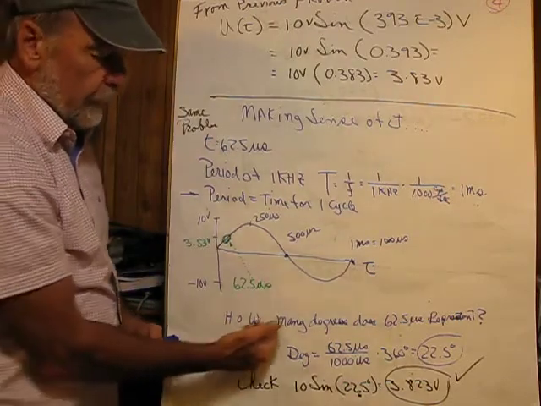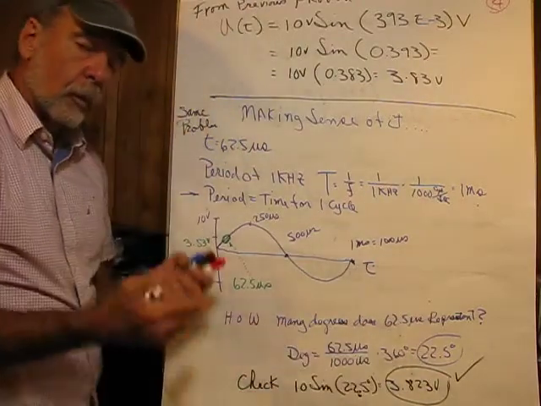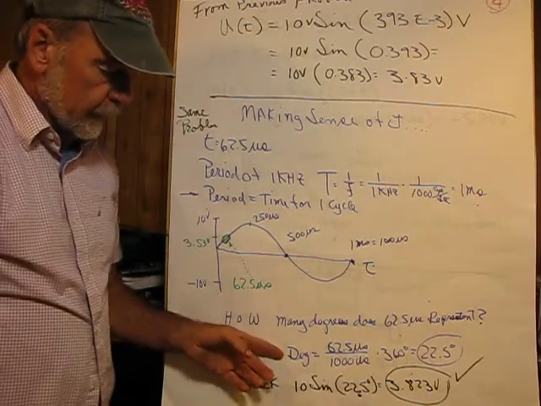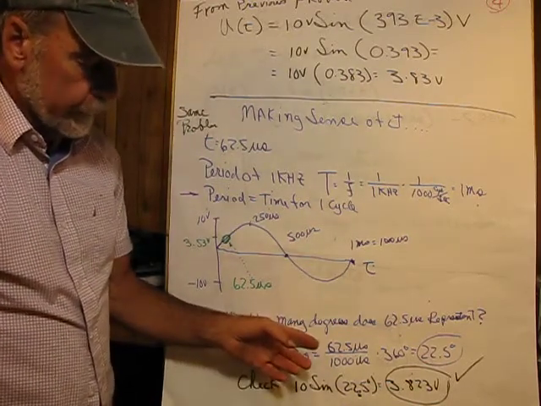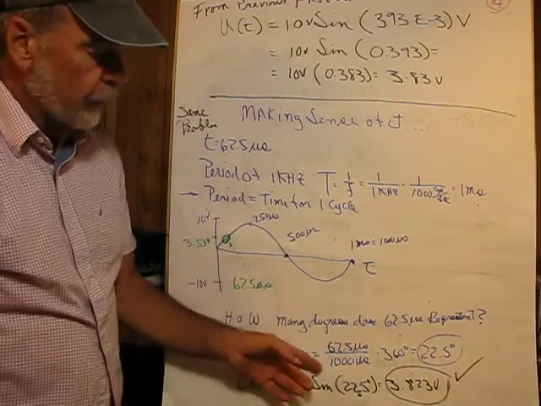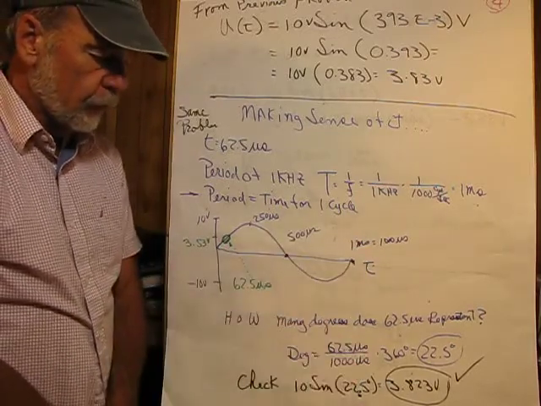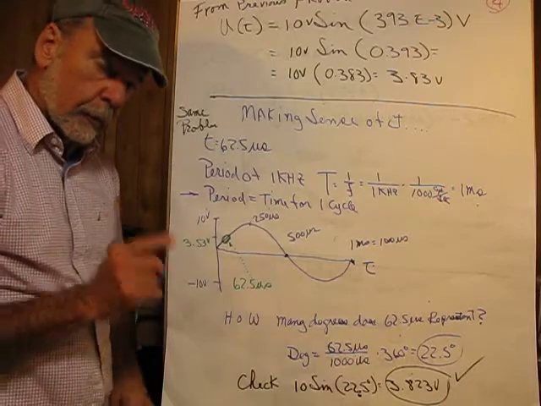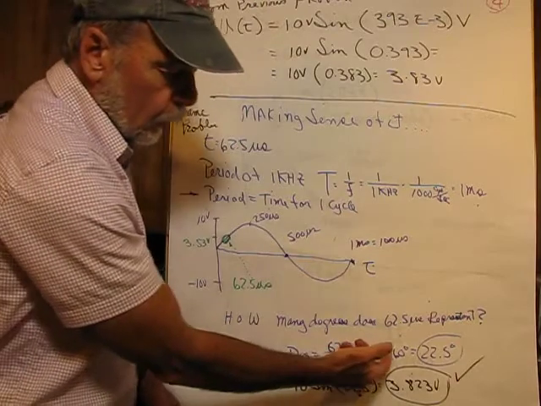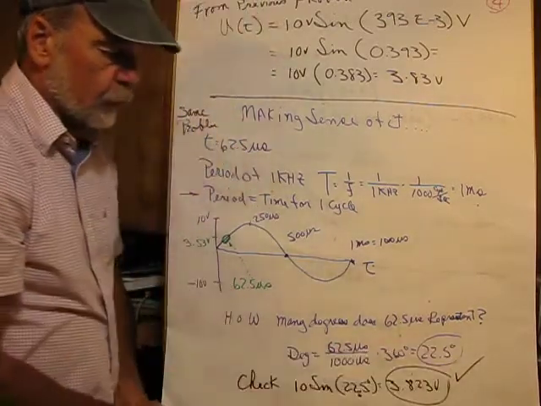Okay, let's go on. How many degrees does 62.5 microseconds represent, assuming the frequency is 1 kilohertz? We can do that in a simple ratio. Degrees would equal the 62.5 microseconds divided by the total period of the sine wave, which is 1,000 microseconds, times 360 degrees. What's important to note is the units of microseconds divide out. They divide to 1. We're multiplying by 360, and we end up with an answer in degrees, 22.5 degrees.